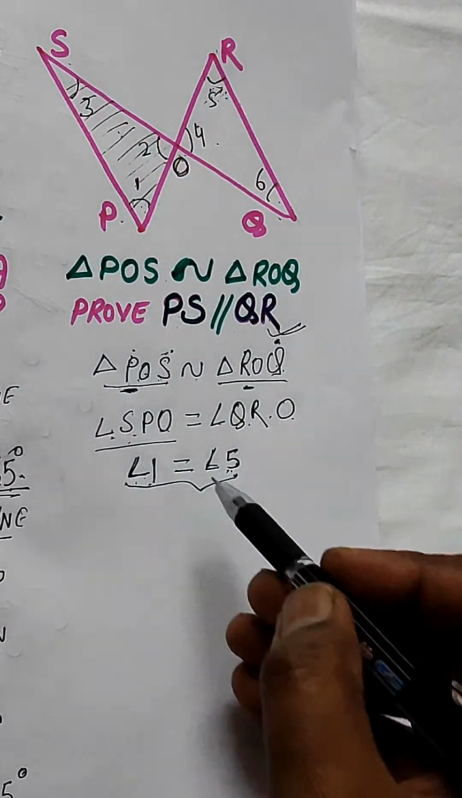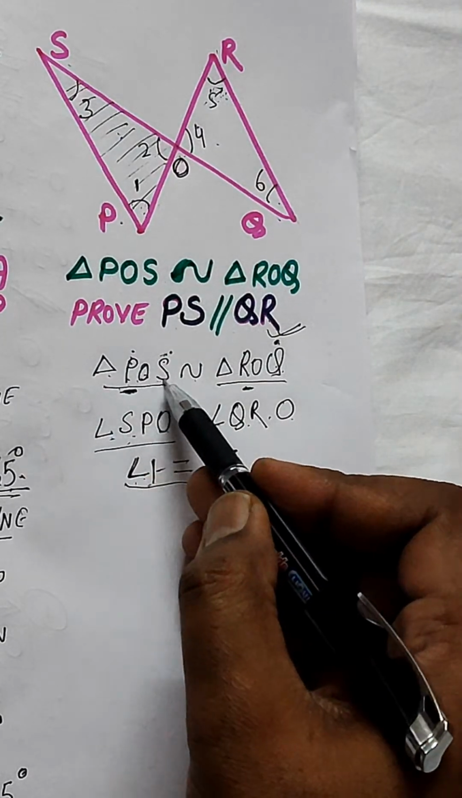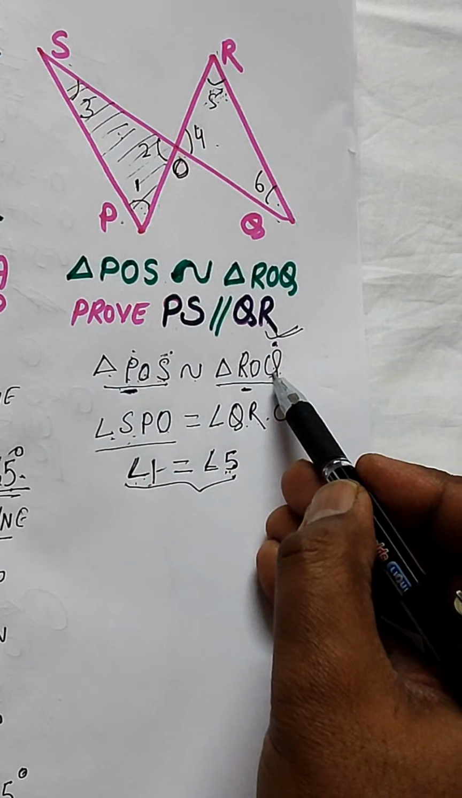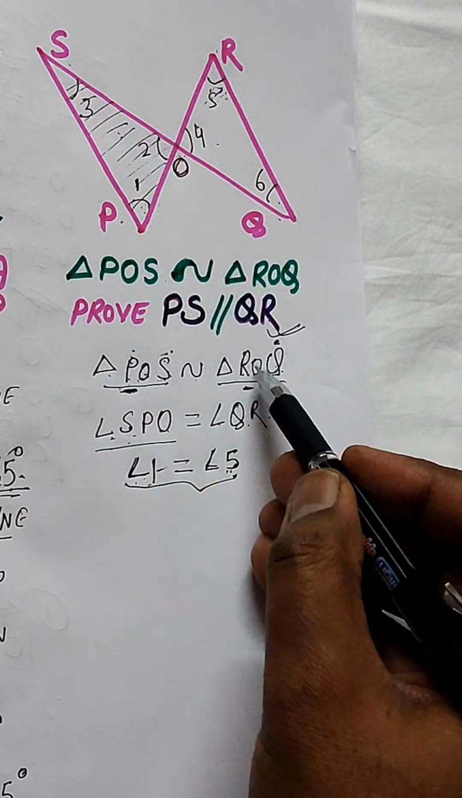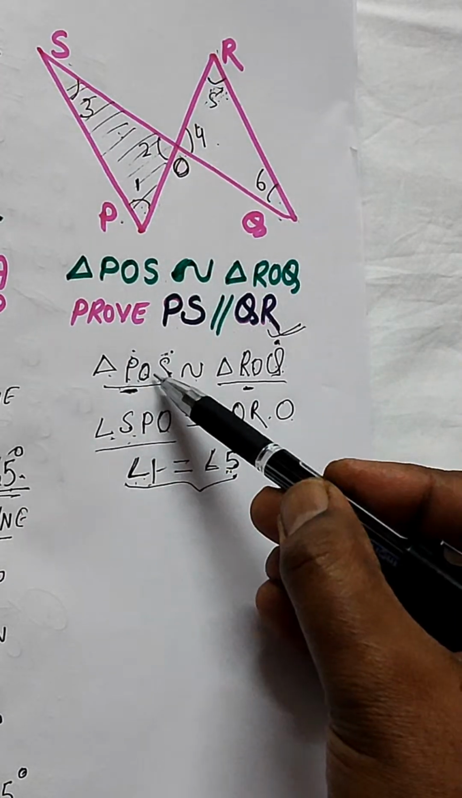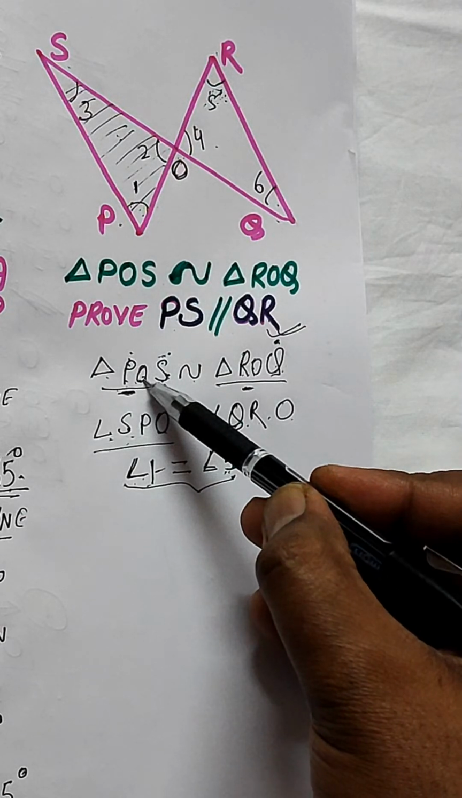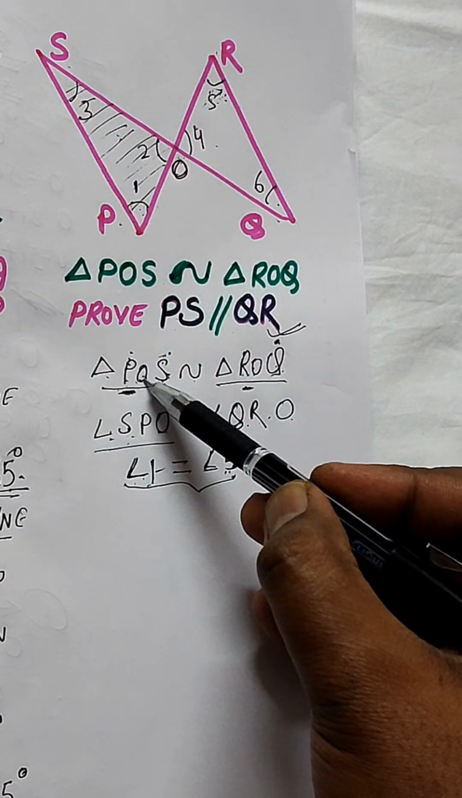Okay, we'll also follow another sequence. In triangles POS and ROQ, we have taken the sequence SPO and QRO: the last letter, then the first, then the middle one, right? In similarity, just follow the sequence. All your questions will be easier. Don't worry.